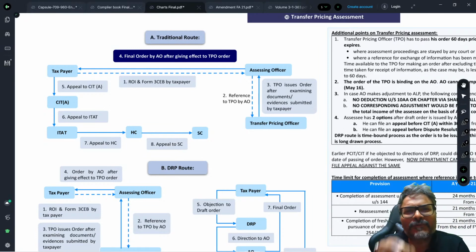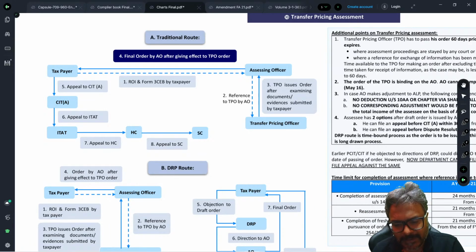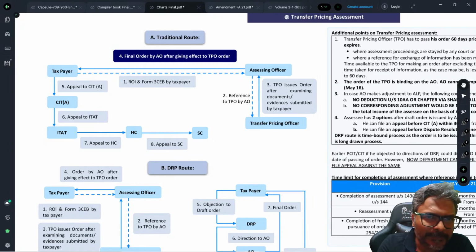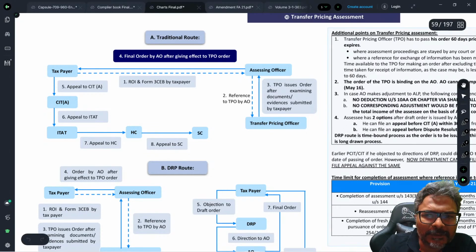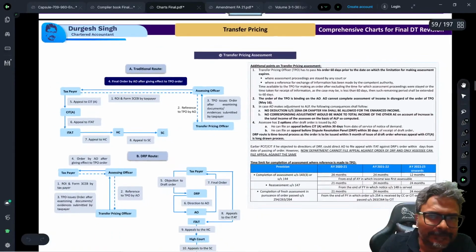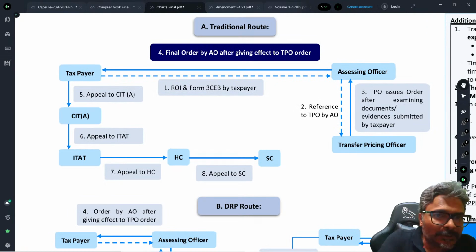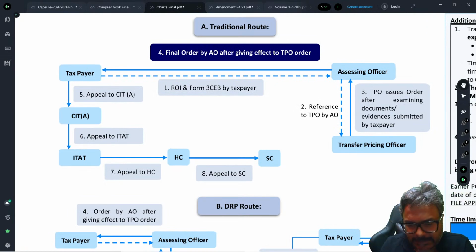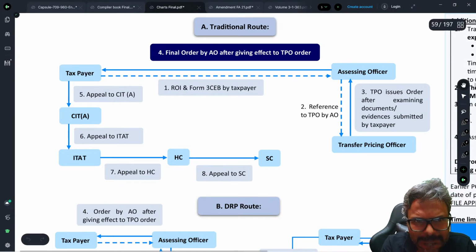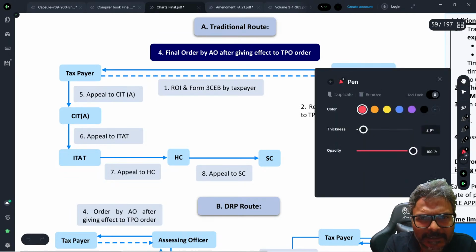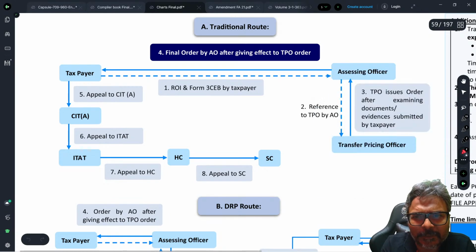the traditional route of filing an appeal. I think all of you are aware of the traditional route of filing the appeal. So what is the traditional route of filing the appeal? This is what they have given to you. You just focus on this particular chart, students, all of you. As we can see, first you have to file the ROI, students. The ROI would be filed by the taxpayer. That's point number 1.